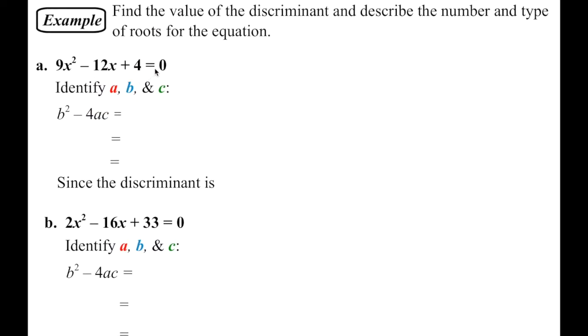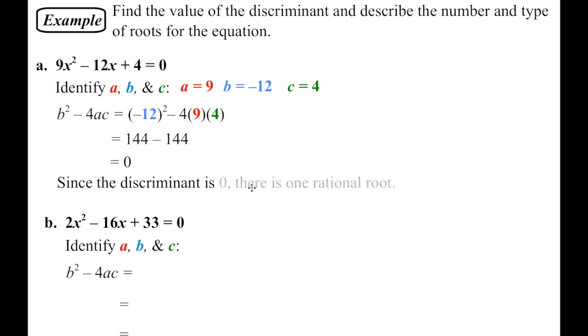So here's 2 examples for you. I have 9x squared minus 12x plus 4. We want to find what the value of the discriminant is. So just the b squared minus 4ac part. We don't have to do the whole quadratic formula. So first of all, we're in standard form, so we can identify what a, b, and c are. And then just plug that into b squared minus 4ac. So in this example, b squared is 144 minus 4 times 9 times 4. And we end up with a value of 0. So we said that if the discriminant is 0, we have 1 real rational root.